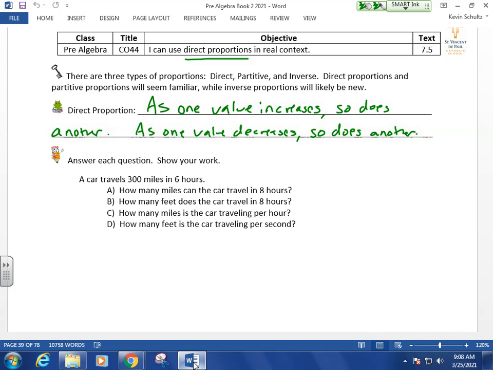So this is what you can expect to see on your test here. A situation, and then 4 questions on it, A, B, C, D. And we can answer each of these questions by going back to something we've already done. Like I said, CO44, we've only been working with direct proportions so far, and so CO44 kind of summarizes everything. So a car travels 300 miles in 6 hours, okay? This is the given piece of information here. A car travels 300 miles in 6 hours.